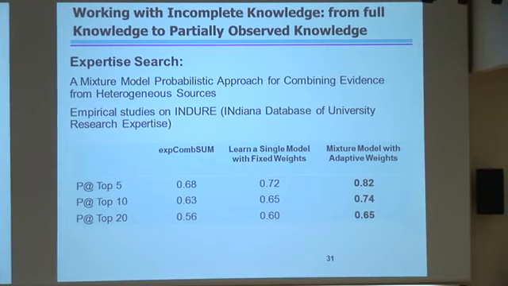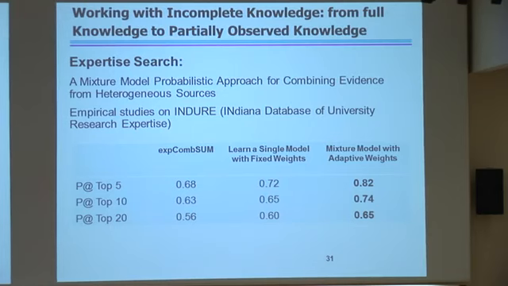We have done some experiments on our new model. This is on a real-world example for the state of Indiana. We compared a couple of algorithms. One is called compound sum, which is a very popular algorithm in the information retrieval or knowledge management community. The other baseline algorithm is a single logistic regression, which learns a set of fixed weights. And finally, our mixture model learns adaptive weights for different types of user queries and information needs. And this shows the results.